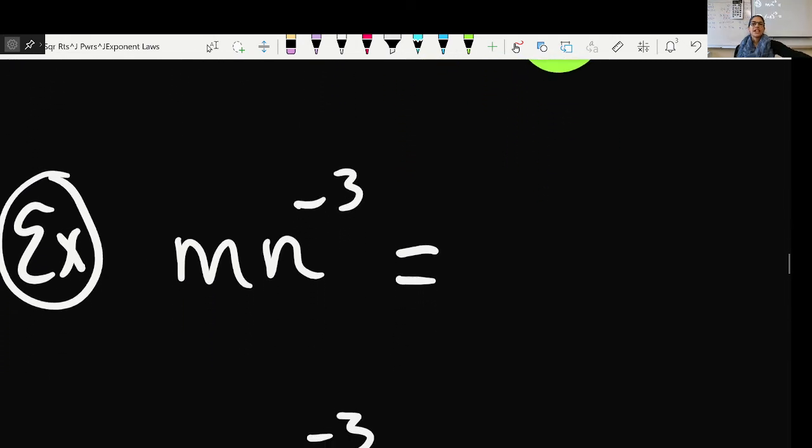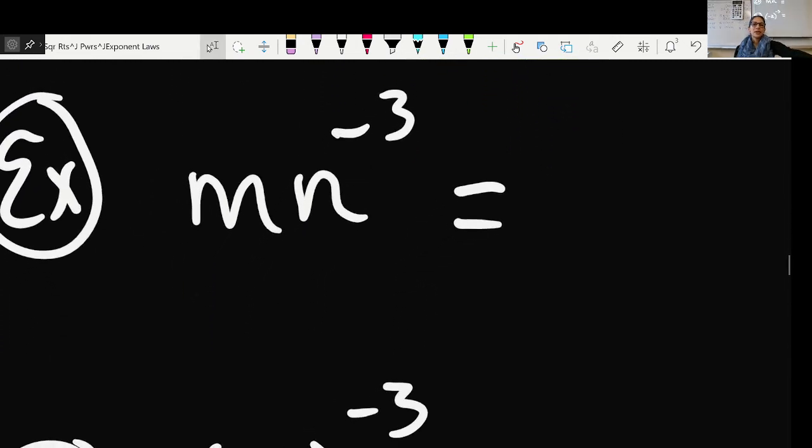Okay, here's how it could get a little bit tricky, or there's a bit more happening. We only have variables. We have mn to the power of -3. Only one of them is the base. Only one of them has an exponent on it. Which one has an exponent on it? What's the base? N.